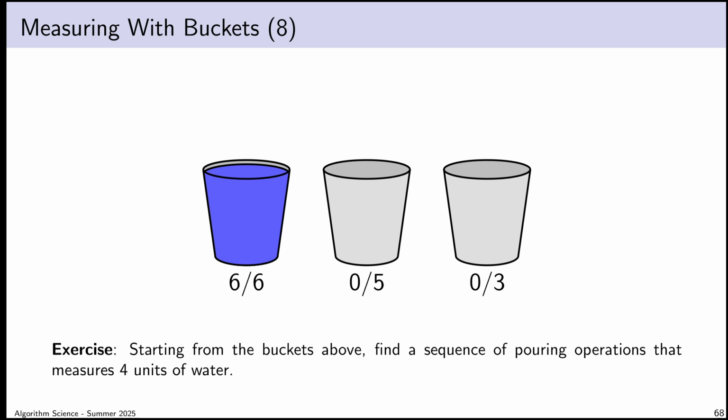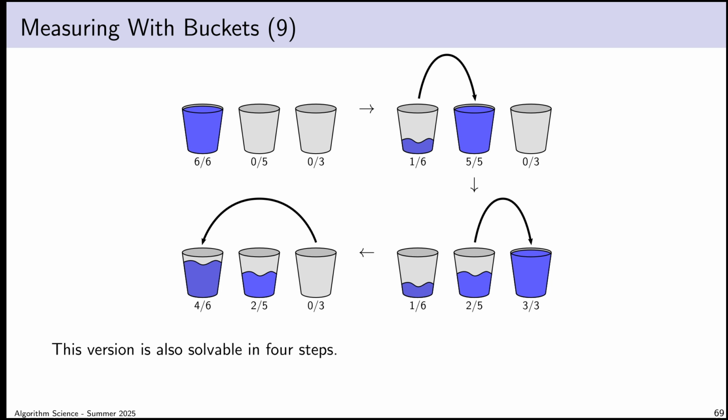Let's try it again with a different example. Starting from these buckets, find a sequence that also measures 4 units of water. Okay, this can be done, I think, also in 4 steps or with 4 different states. So there they are. And when I draw the states like this, with arrows between them, I can't help but be reminded that maybe this is with different states and operations I can perform.